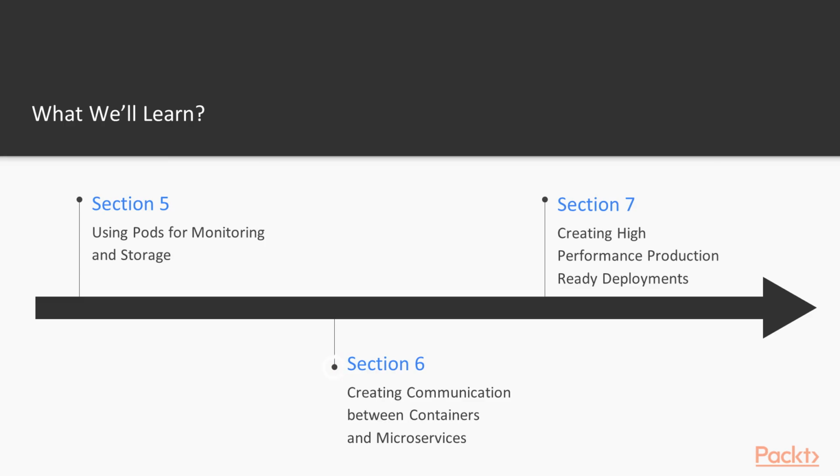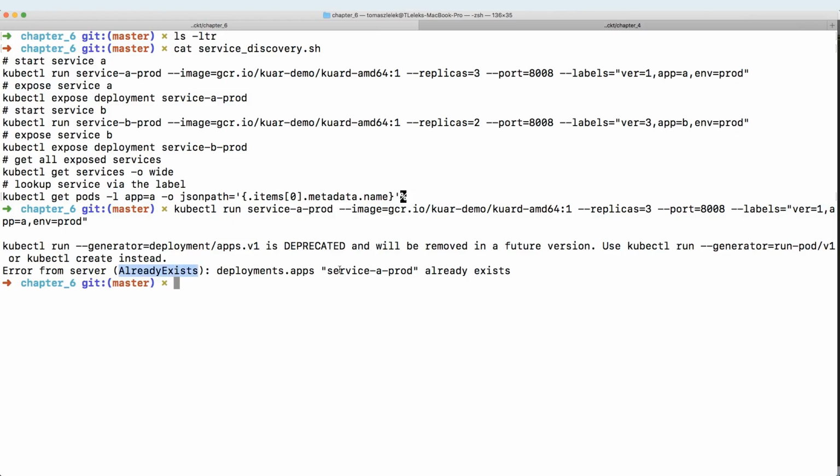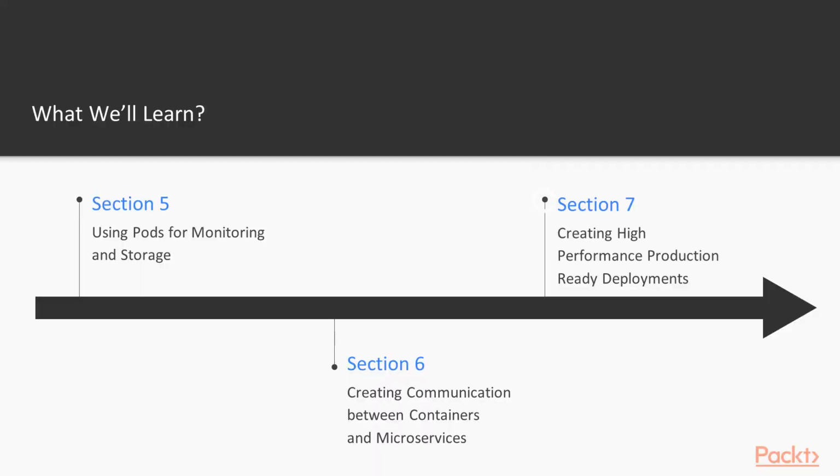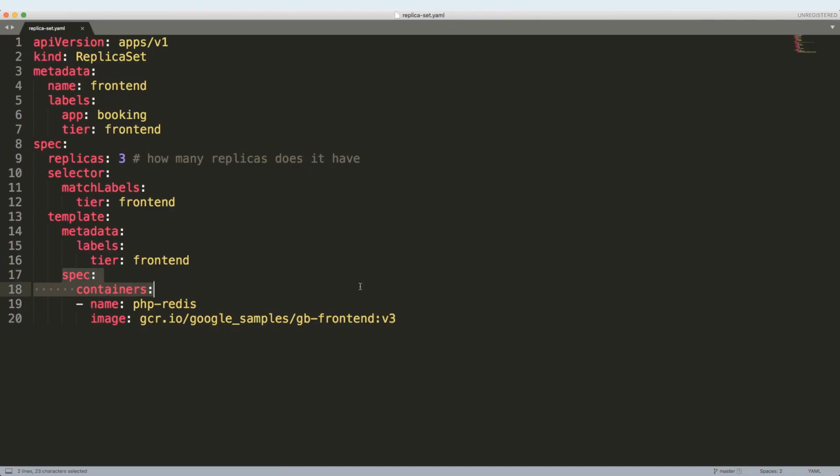Sixth section will be about creating communication between containers and microservices. And finally, we will create a high-performance production-ready deployment. We'll look at the techniques that could allow us to deploy applications to production.